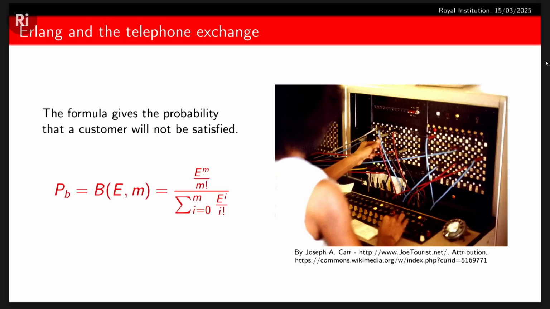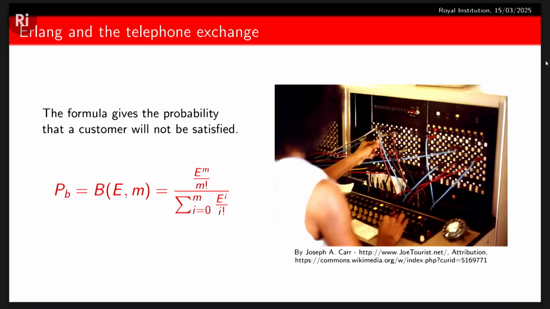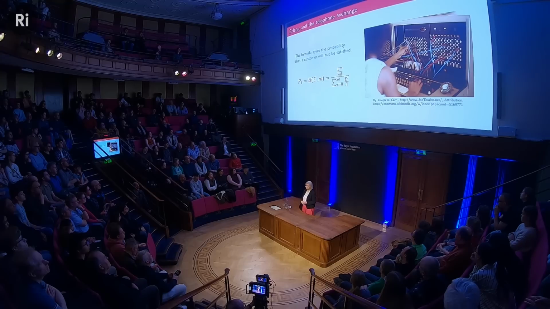Okay? And so once we have those parameters, we know what size our exchange is, and we know the incoming rate of calls and how long on average people last when they're talking, then we can use this formula. So you take E, raise it to the M, divide it by the factorial, and then divide that all over this sum. And it will tell you the probability that someone who wants to make a call is not able to because there isn't room in the exchange. Okay? So it's not a difficult formula. It's very easy to apply.